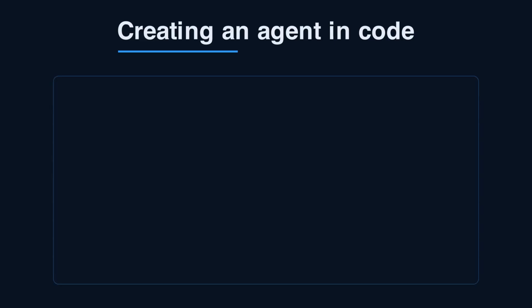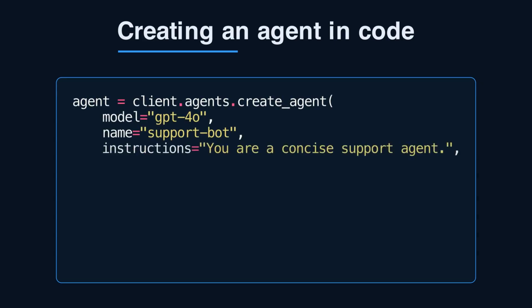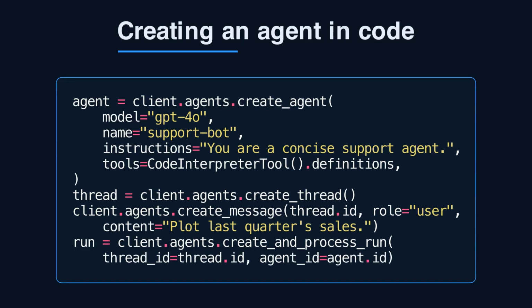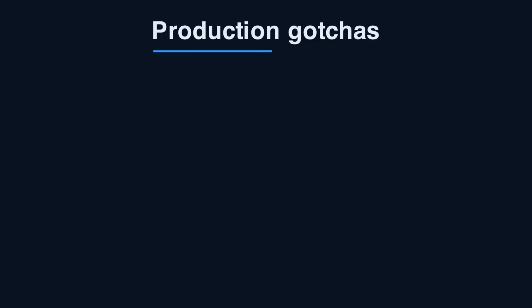In code, it is compact. You connect to your project, create an agent with a model deployment name, instructions, and a tool, then create a thread, add a message, and create and process a run. The create and process helper blocks until the run reaches a terminal state, handling the polling for you. Notice there is no manual history management. The thread holds it.